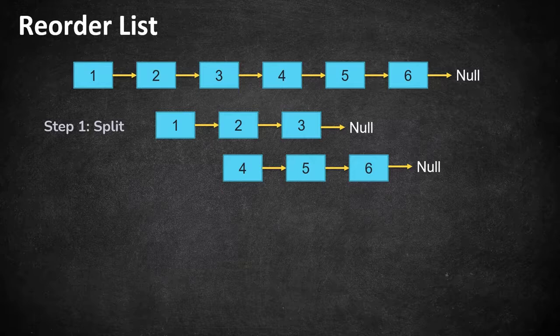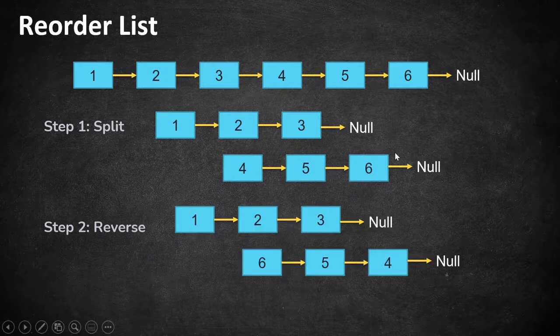But before merging the lists, how do we actually want to merge them? If you see, we have to merge the first node of list 1 with the last node of list 2, and so on. So in this case, we need to reverse the second part of the list to make it easier. Once we split the list into two, we have to reverse the second part of our linked list. The first half stays the same and the second half will be reversed.